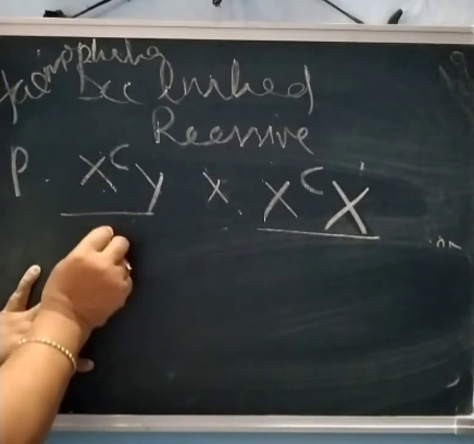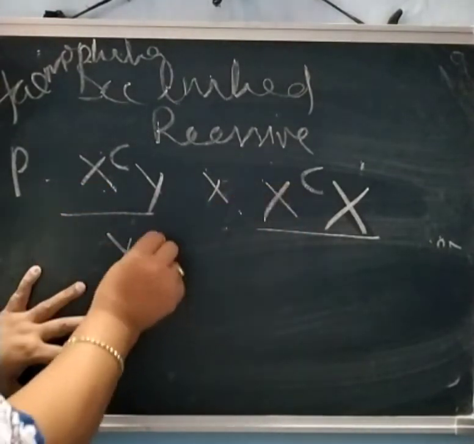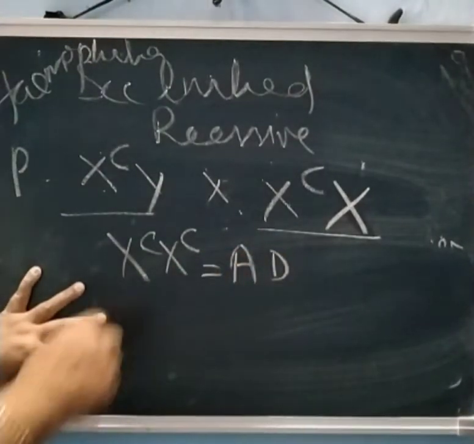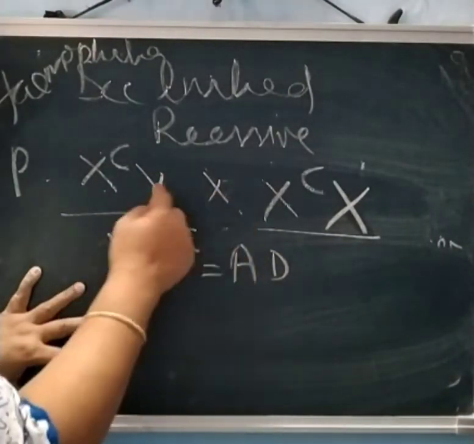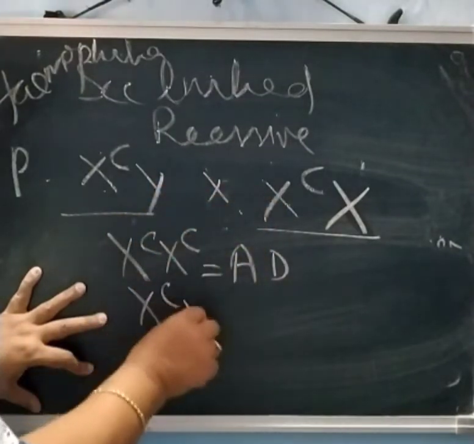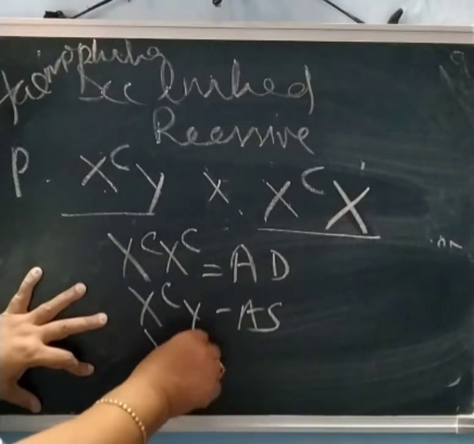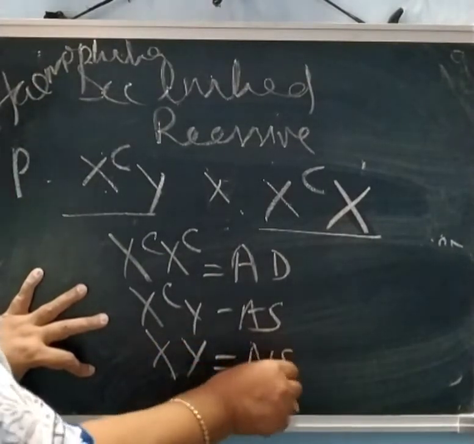Here this Xc and this Xc can bind, and this is the affected daughter, okay? So this is a completely rare case. Y and Xc, yes, XcY. Now this is an affected son that can be developed. Now again there is a normal son also there.